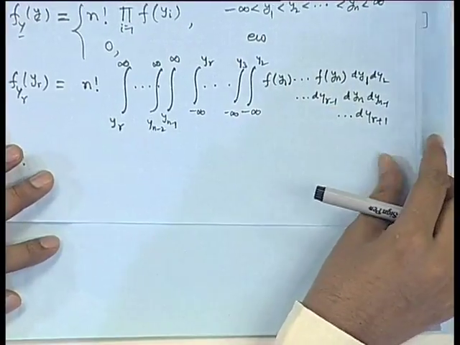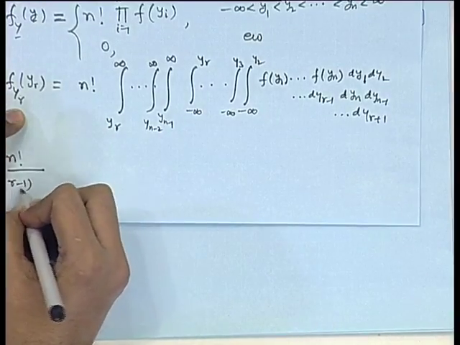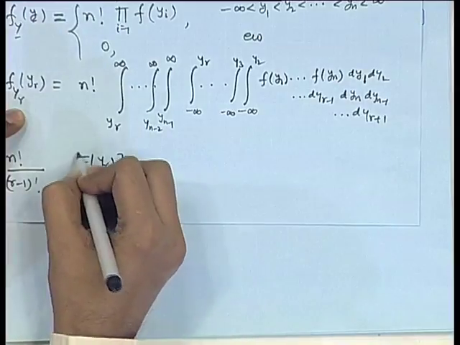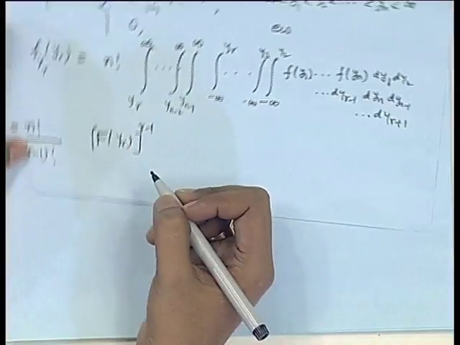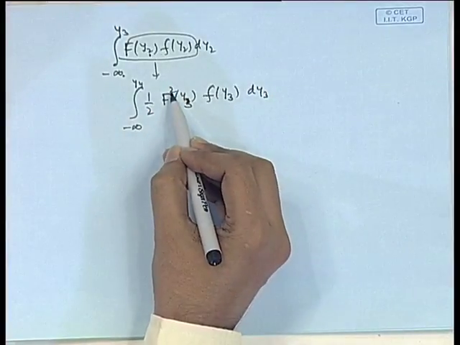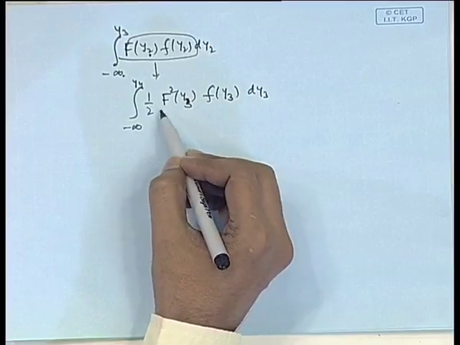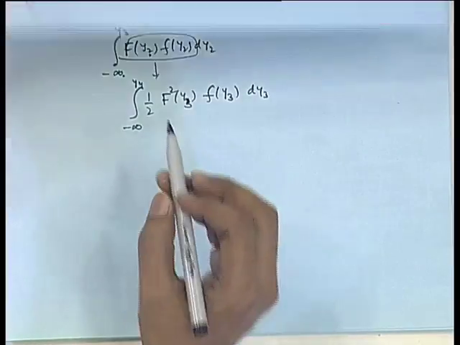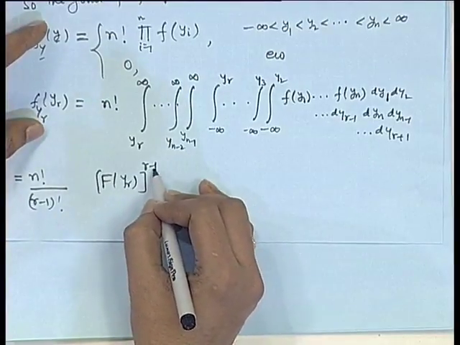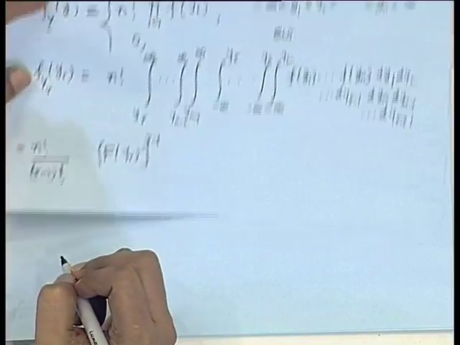So, the last step will give us up to F of y r to the power r minus 1 by r minus 1 factorial, because in the first stage it is capital F of y 2, in the second stage it is F square by 2, in the next stage it is F cube of y 4 by 3 factorial. So, at the r minus 1th stage this will give F of y r to the power r minus 1 by r minus 1 factorial.